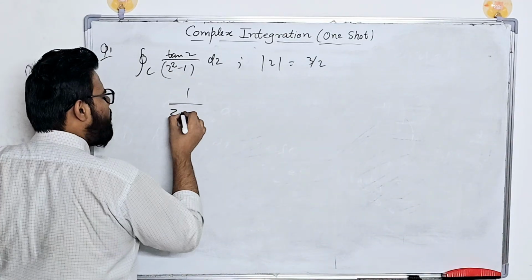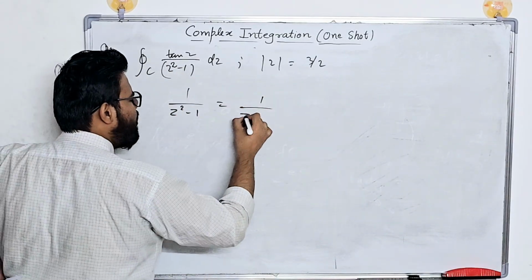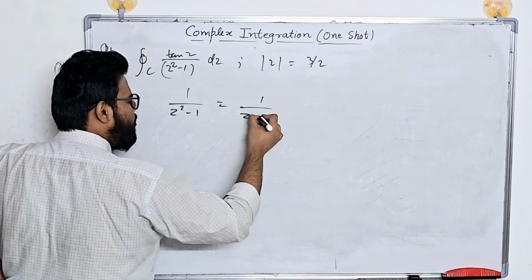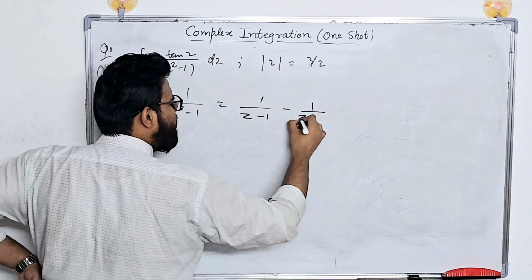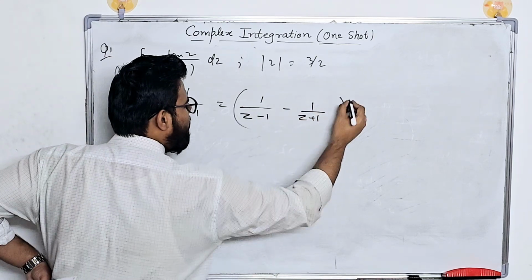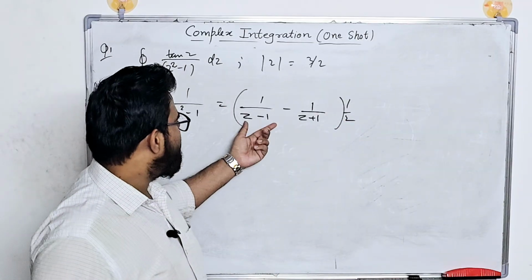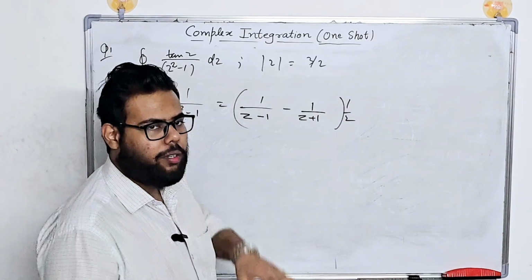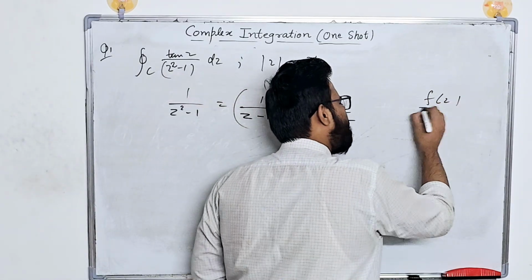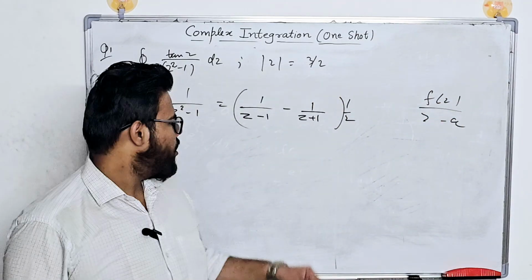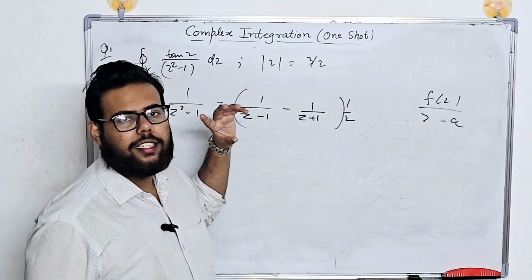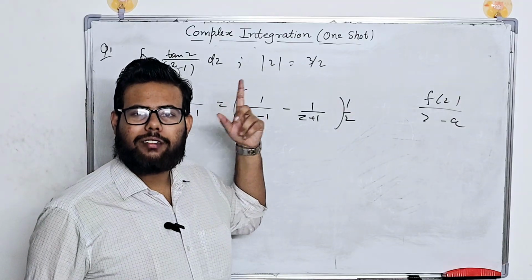That is, you write 1 upon z square minus 1 as 1 upon z minus 1 minus 1 upon z plus 1, into 1 by 2, right? Like this you can write. And then you can just simplify this because it will be of the form f of z divided by z minus a, right? Now it is in the same form where f of z is equal to tan of z.